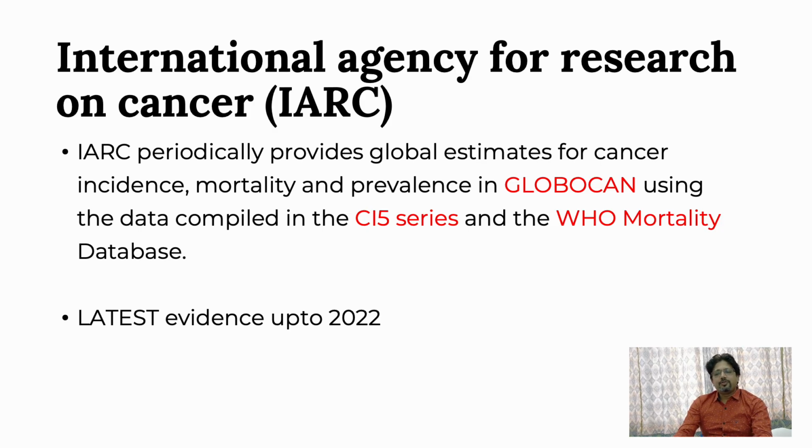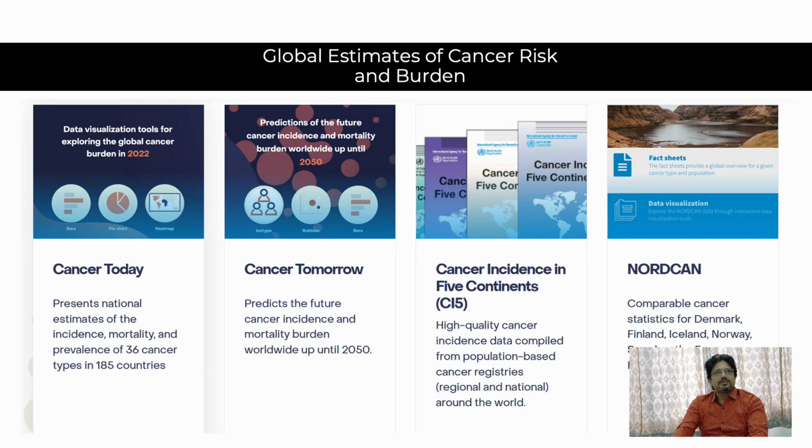The International Agency for Research on Cancer is under the WHO, the World Health Organization. It mainly provides us the global estimates for cancer incidence, mortality, and prevalence, via GLOBOCAN. Every year, GLOBOCAN publishes data regarding incidence, mortality, and prevalence. CI5 is the Cancer Incidence in Five Continents, and every 5 years this data is published, along with data from the WHO mortality database.